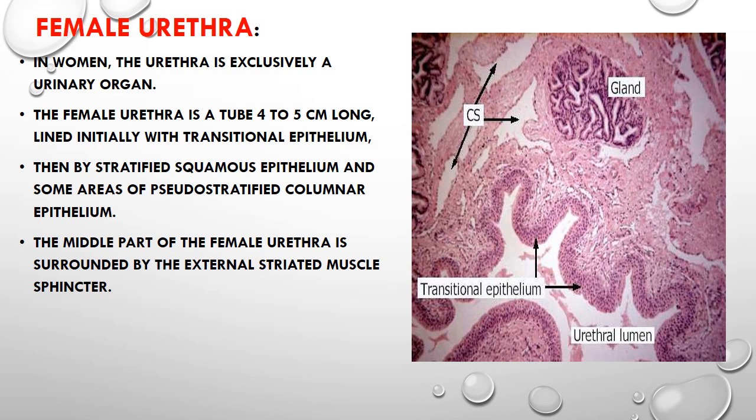So this is all about the histology of the urinary system, in which we have discussed the proximal tubule, the distal tubule, the collecting tubules and ducts, and the histology of the urinary bladder, ureters, and the parts of the male urethra and the female urethra.